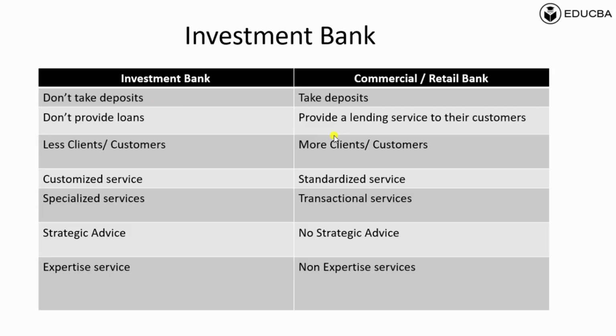Then moving ahead with the next difference, that is with regards to providing lending services to their customers. We know that the retail banks are offering different lending services. It could be lending for home loans, car loans, setting up businesses, or personal loans. But such loan facilities are not available with the investment banks.